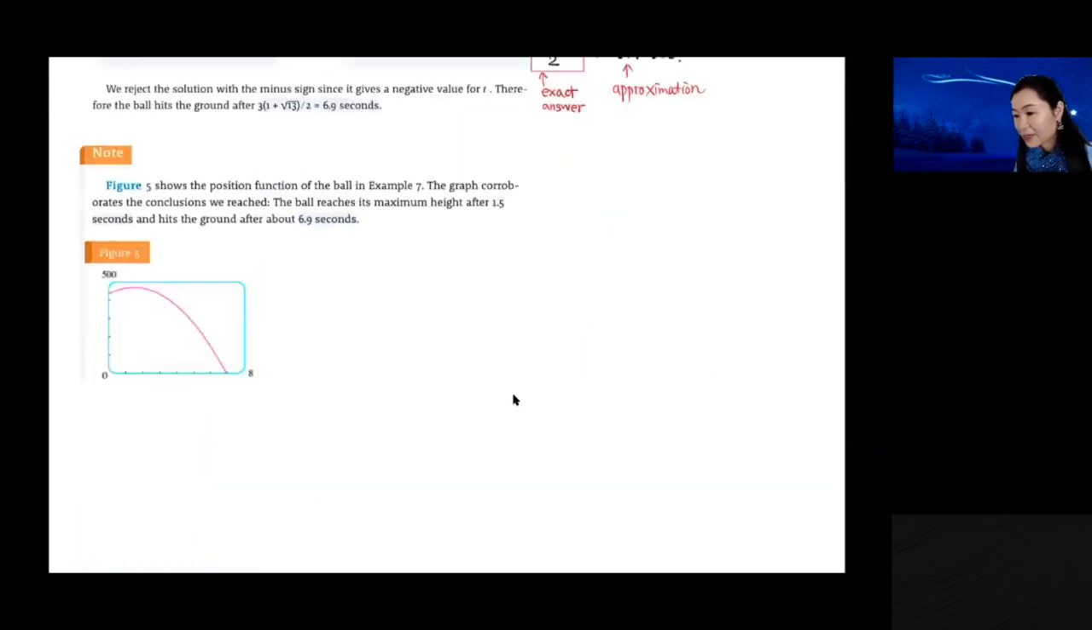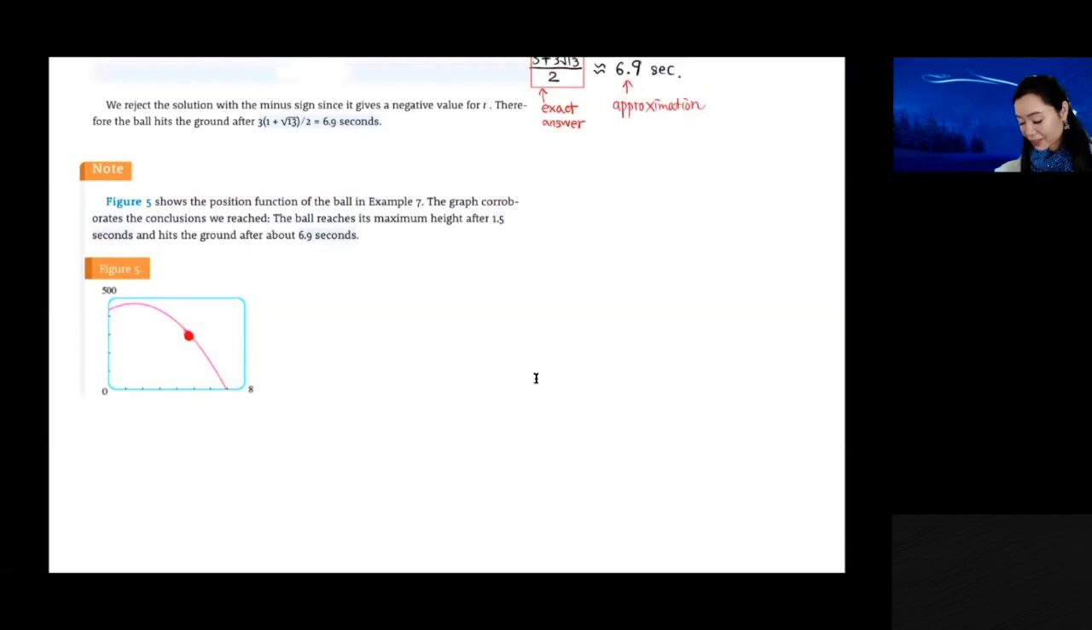Okay, so let's see. Do you guys have questions about this? So here's the graph for the position function. The ball is going to go up and then later decrease as it hits the ground over here. So this is about 6.9 seconds at this time.